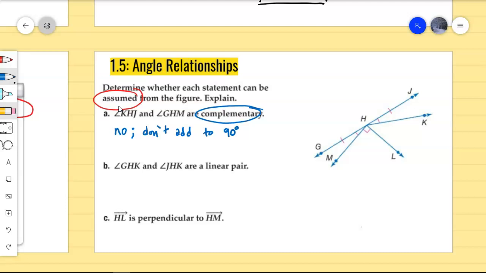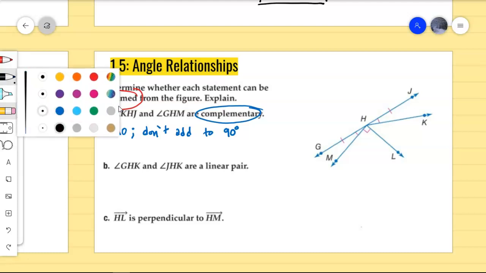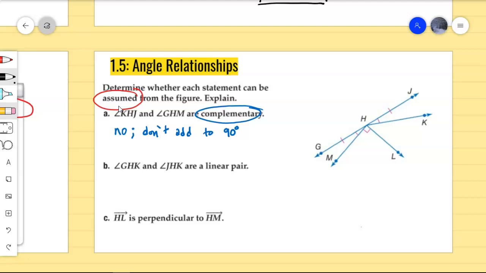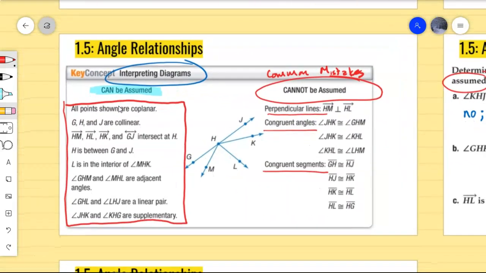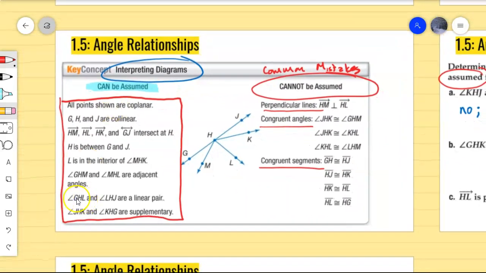It says that angle GHK, all right, so angle GHK, let's go ahead and highlight that. GHK is right over here. And JHK. So JHK is over here. Can you assume that those are a linear pair? And if you go to that previous slide, we said that it is okay for you to assume something that looks like a line to be a linear pair because G, H, and J were collinear.